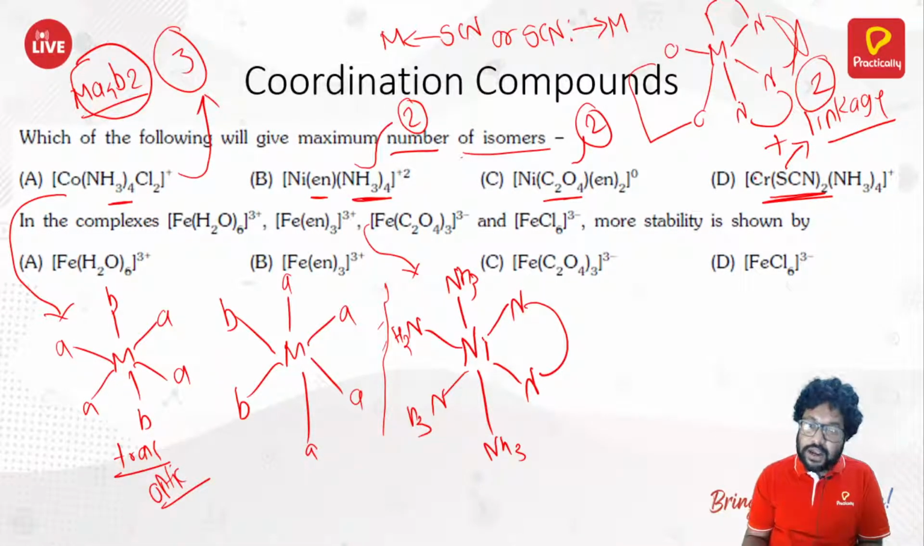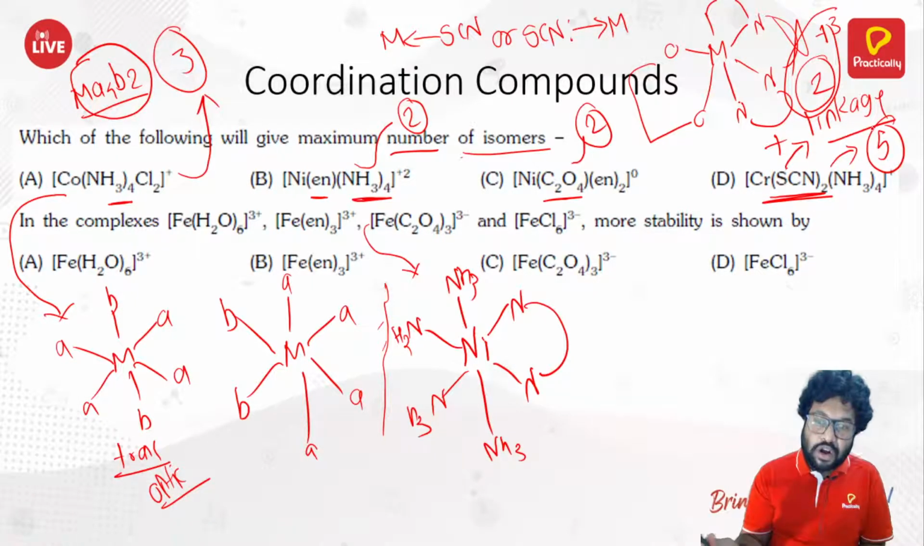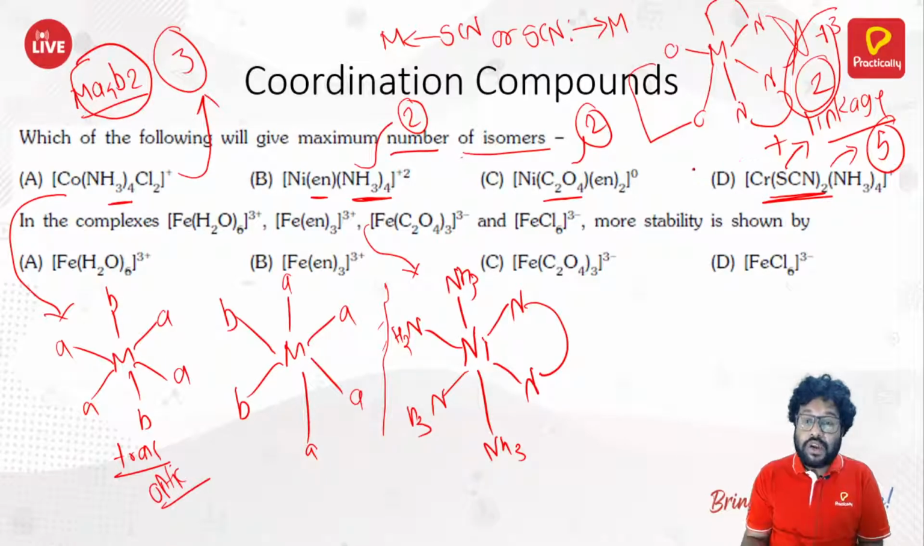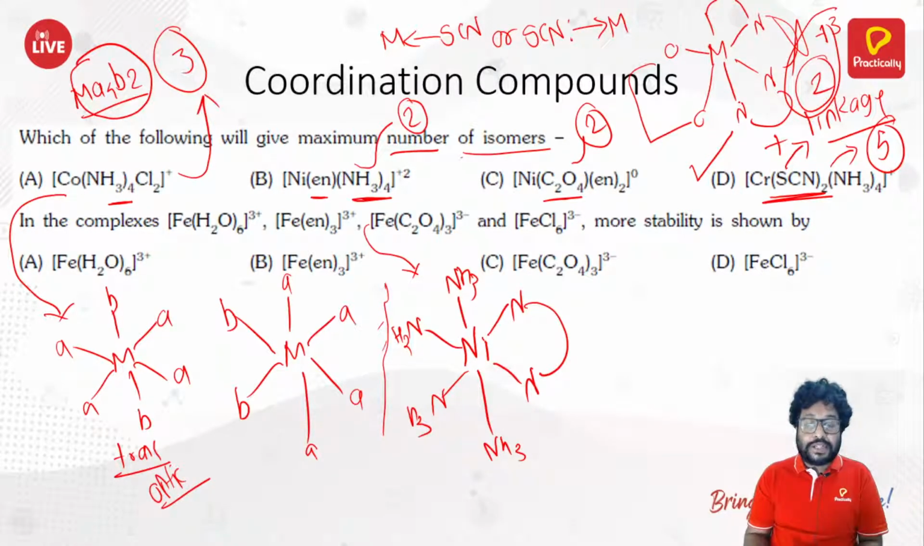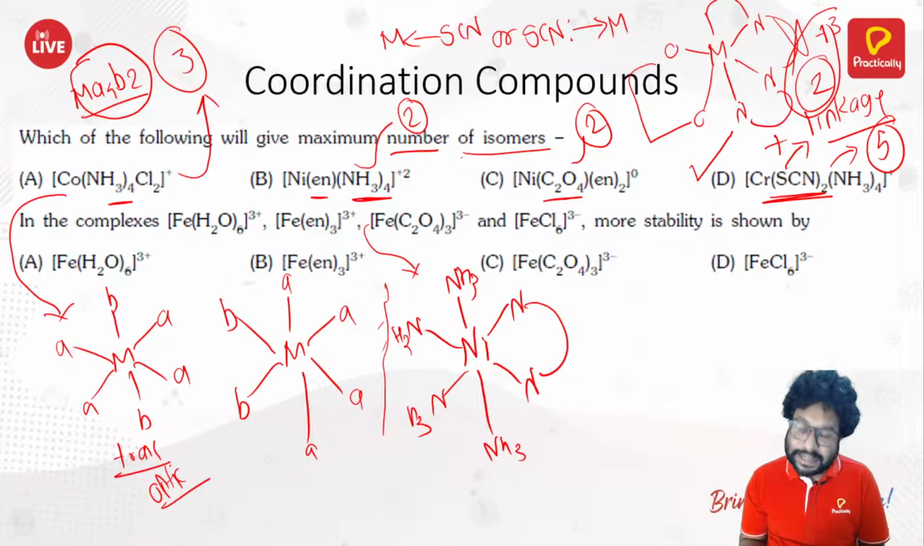So it can show you three isomers. Out of those three, two will be geometric isomers, one will be optical. So two linkage plus three geometric and optical. Overall, it can show you five isomers. And if you survey all these compounds, you can see clearly this compound is giving five isomers. And that is what our question was: which of the following compounds gives the maximum number of isomers? That is why our answer here is D.